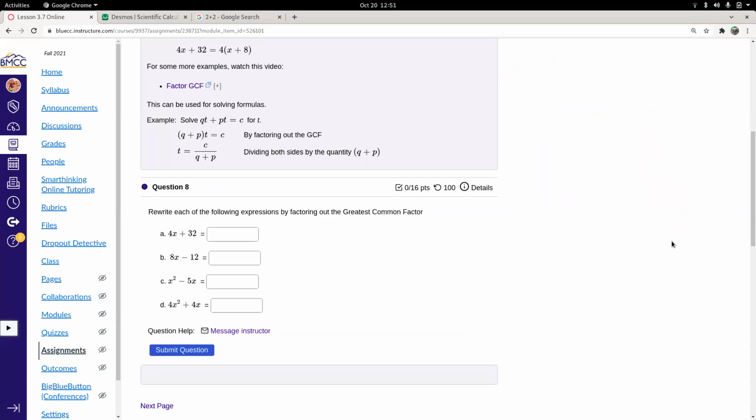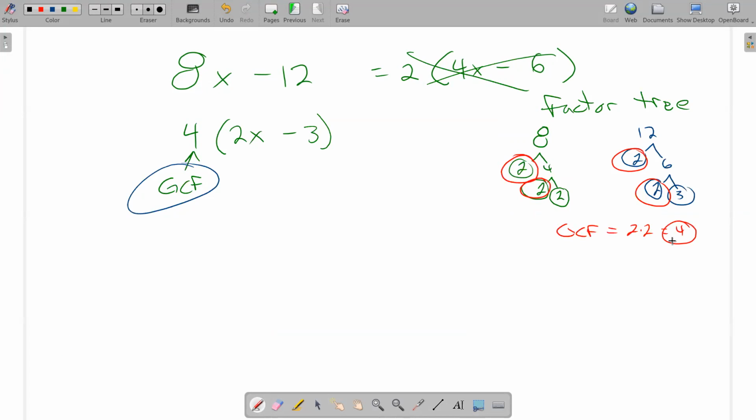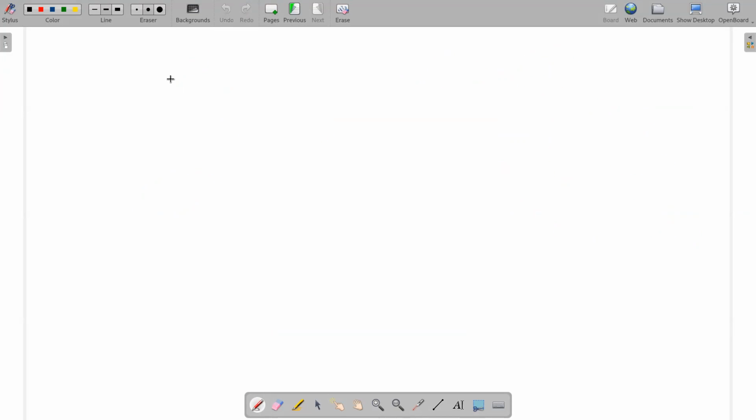The next one I wanted to look at was x squared minus 5x. All right, what does x squared mean? Reminder, that means x times x. So what I have here, I could rewrite as x times x minus 5 times x.